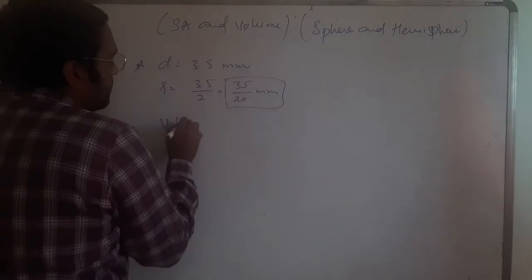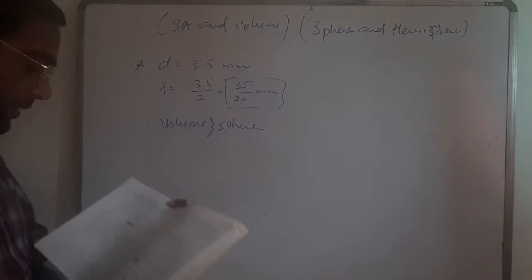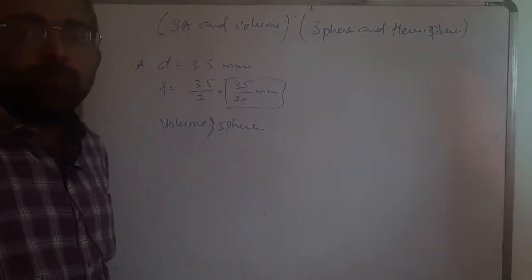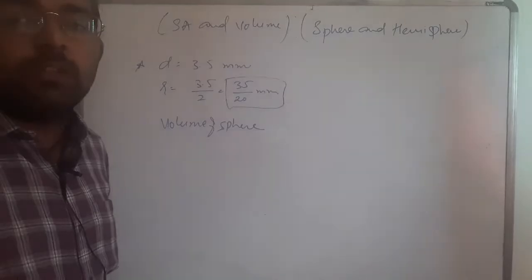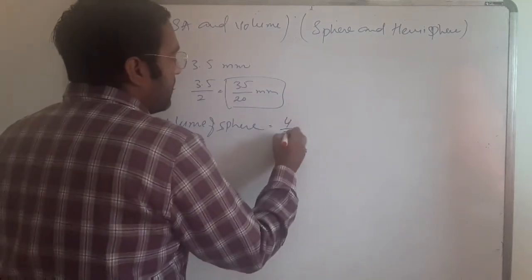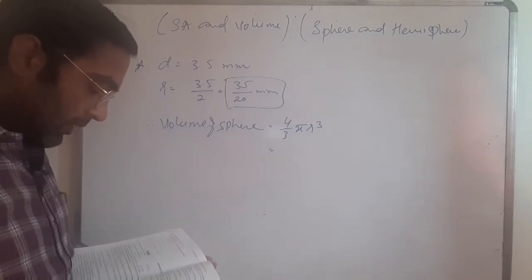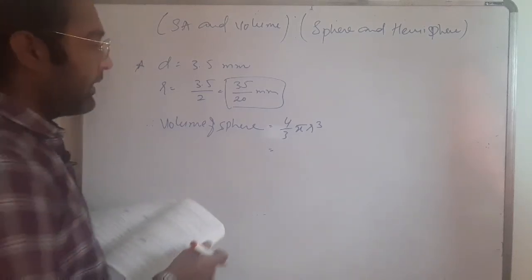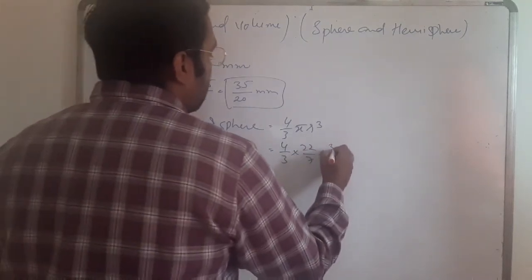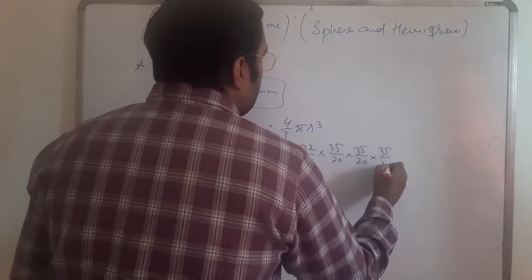So the volume of the sphere, the shape of the sphere. Okay, for that we have to count the volume of the sphere, that is 4 by 3 pi r cube, that is 4 by 3 into 22 by 7 into r, that is my 35 by 20 into 35 by 20 into 35 by 20.